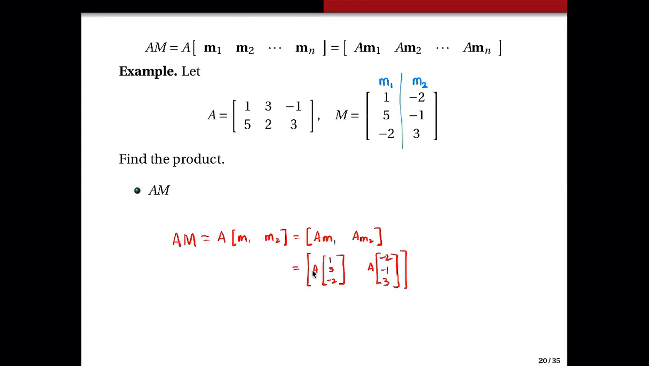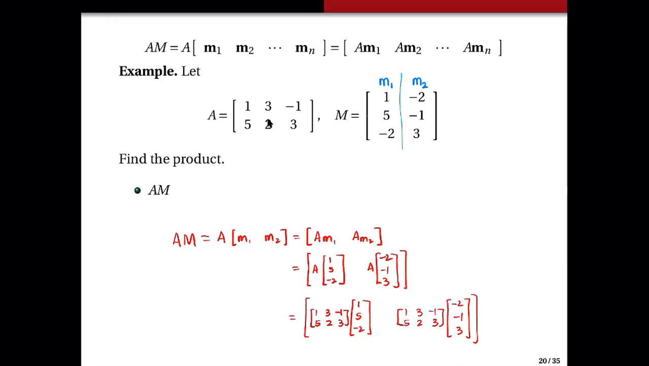Your A here is being multiplied to a single column. So if we bring back your A here, you will have 1, 3, negative 1, 5, 2, 3 being multiplied to the column 1, 5, negative 2. Then for this one, we have 1, 3, negative 1, 5, 2, 3, and we are multiplying it to the column negative 2, negative 1, 3.